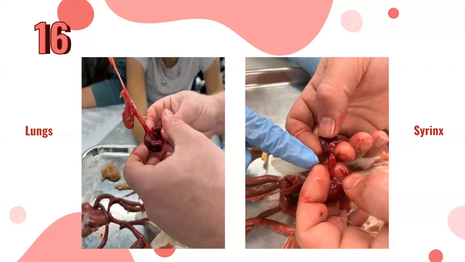The syrinx to the right is the avian organ of vocalization. It is a structure at the base of the trachea, and it allows the birds to vocalize.